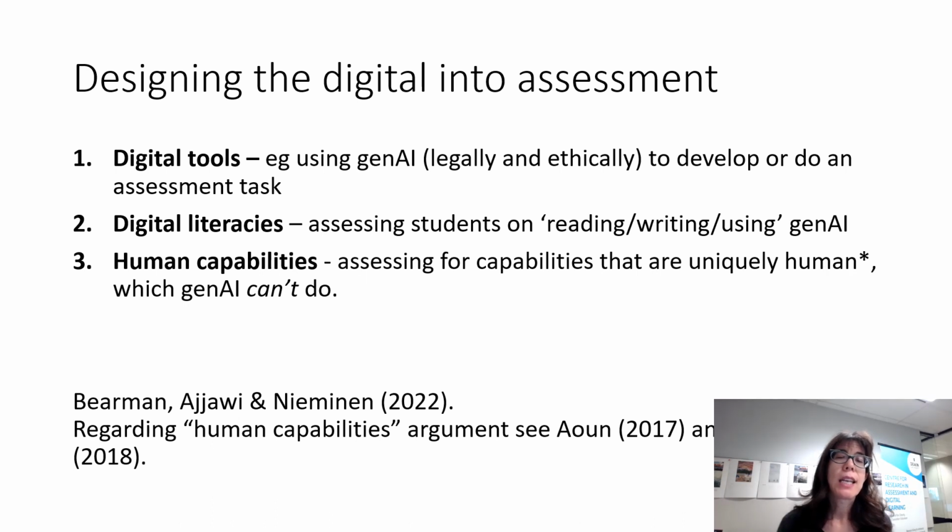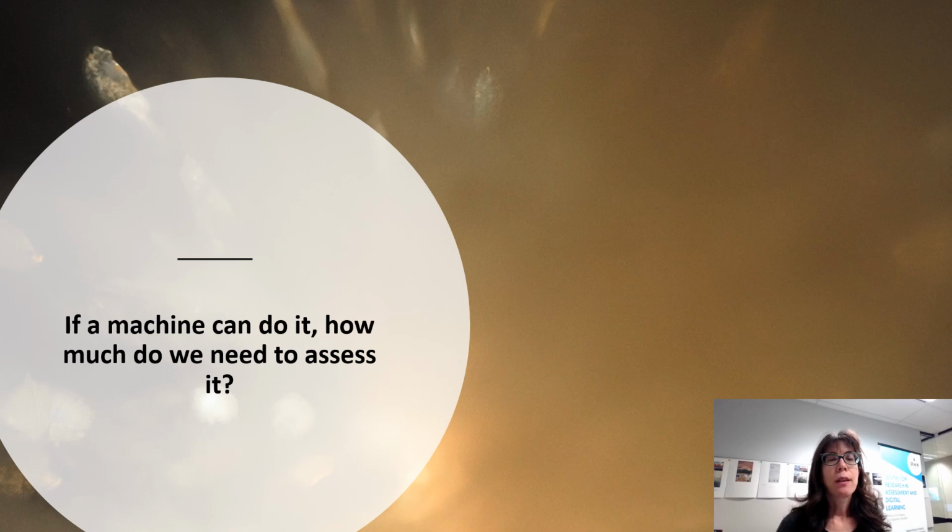And the third point in designing the digital into assessment is to think about how assessments can build human capabilities that complement the digital, things that perhaps ChatGPT or Gen AI can't do. Others have made the unique human capability arguments very well, and I'd refer you to Joseph Aoun's book, Robot-Proof: Higher Education in the Age of Artificial Intelligence, 2017. This all comes down to the point: if a machine can do it, how much do we need to assess it?